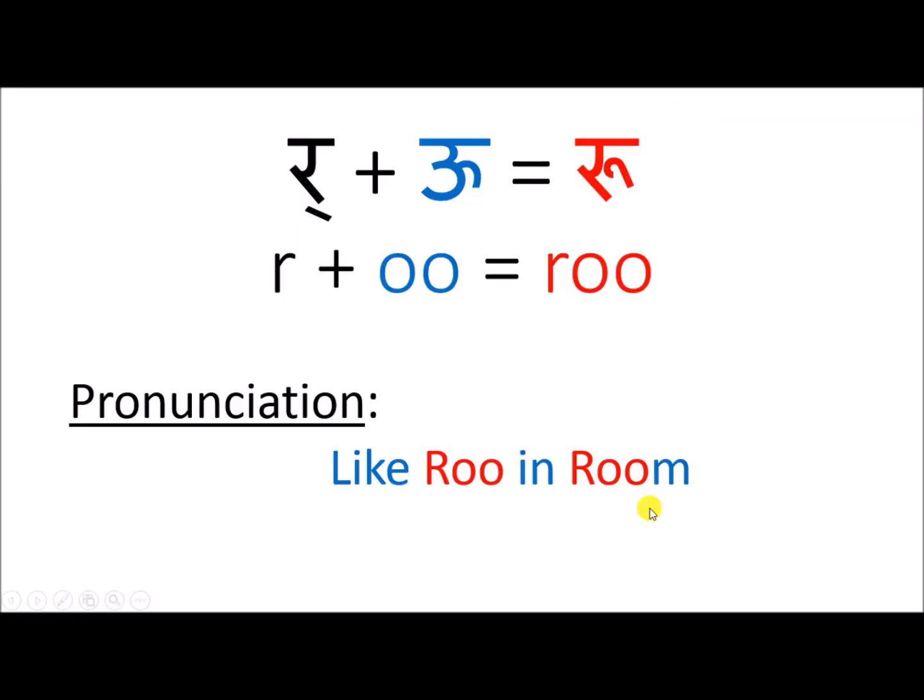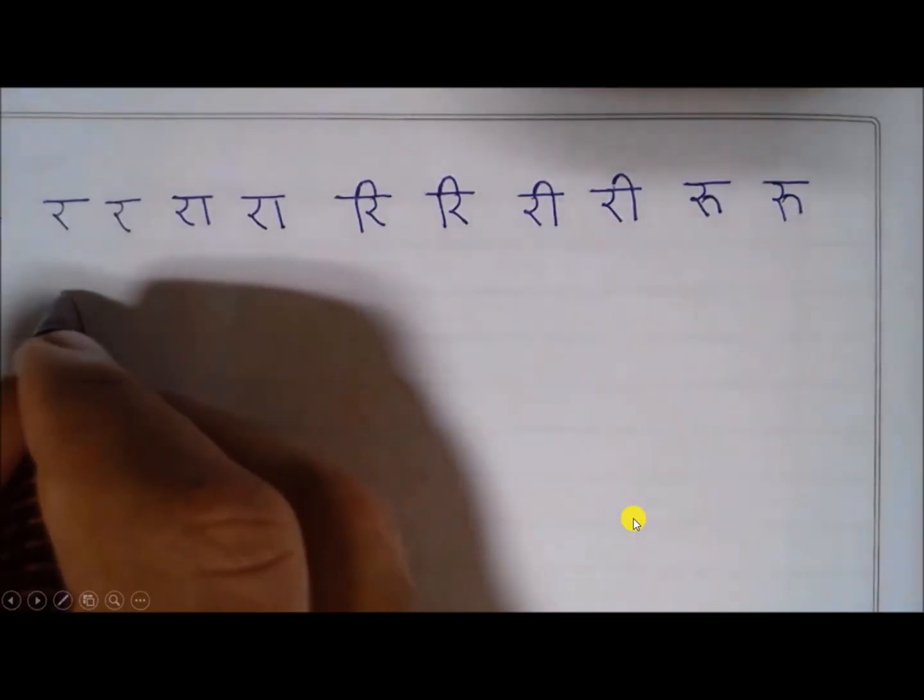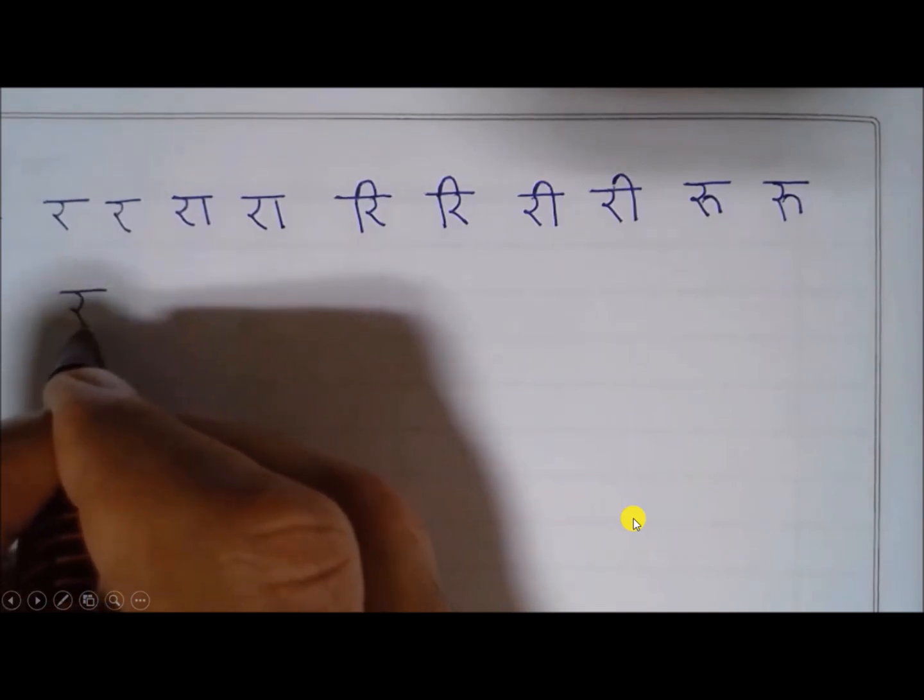Next is ru. And ru is obtained when you add r to u. R plus u equal to ru. R plus u equal to ru. And ru is pronounced like roo in room. Room. Okay. And ru is written like this.